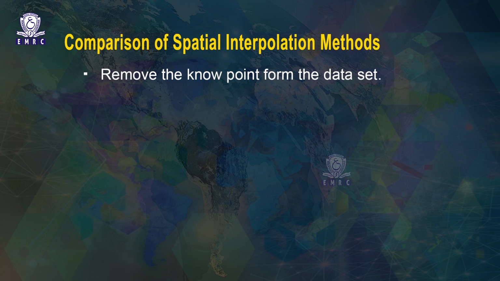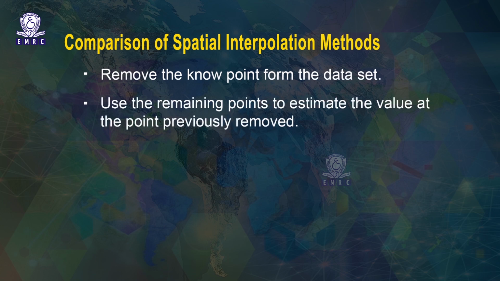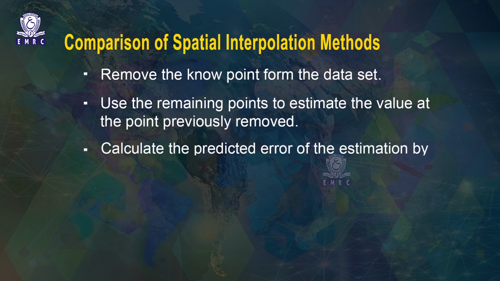Cross-validation compares the interpolation methods by repeating these procedures for each interpolation method. Remove a known point from the data set. Use the remaining points to estimate the value of the point previously removed. Calculate the prediction error of the estimation against the known value.